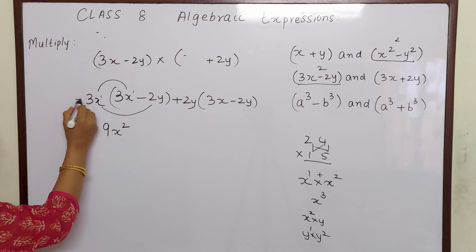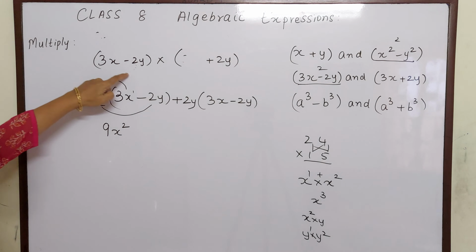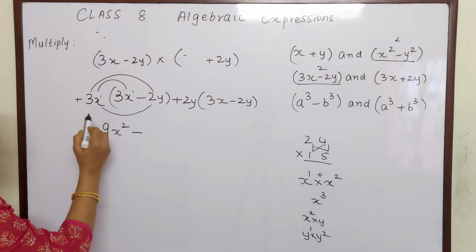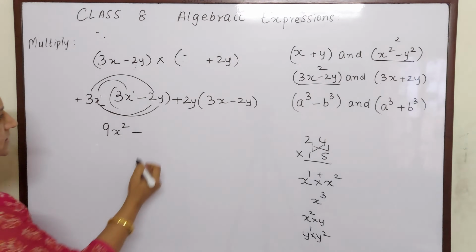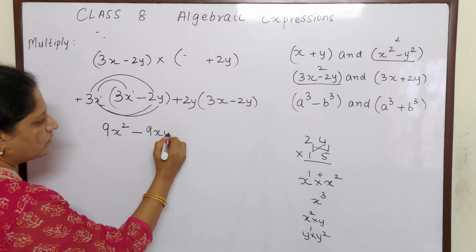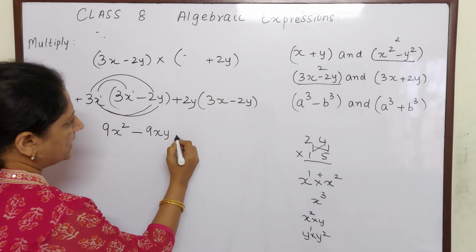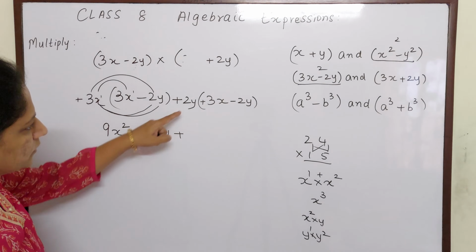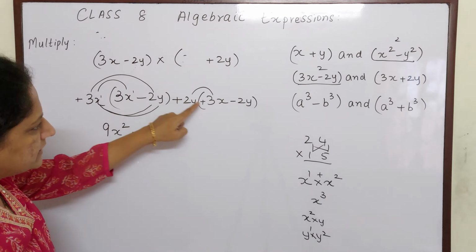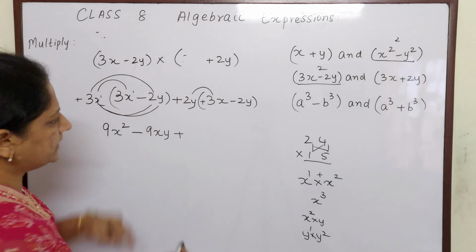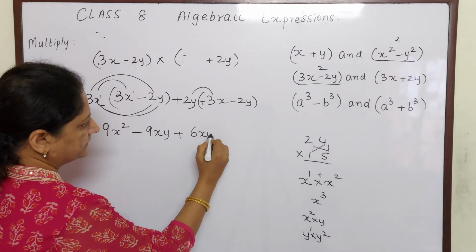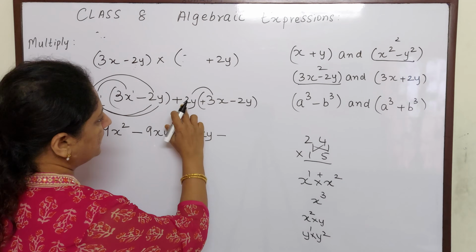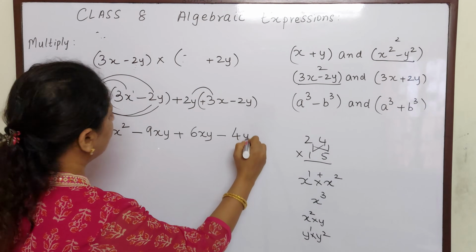Now you see, children, now plus 3x. Plus into minus is minus. 3 into 2 is 6. X into y is xy. Next plus. Now no sign means plus. Plus into plus, plus. 2y into 3x. 2 3s are 6. X into y, xy. Then plus into minus, minus, and 2 2s are 4, 4y square.